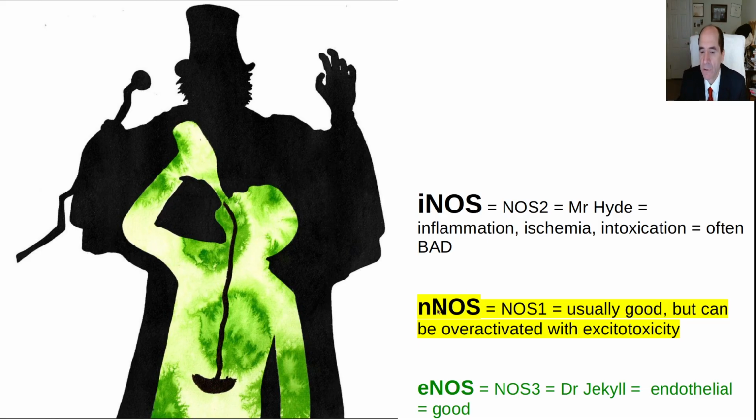And again, these are constitutive, meaning that they're elevated with increased cytoplasmic calcium, versus iNOS is inducible, more of a transcription thing, and that's activated in the context of inflammation, ischemia, and it stays on a long time, produces tons of nitric oxide. That's why you don't want it.